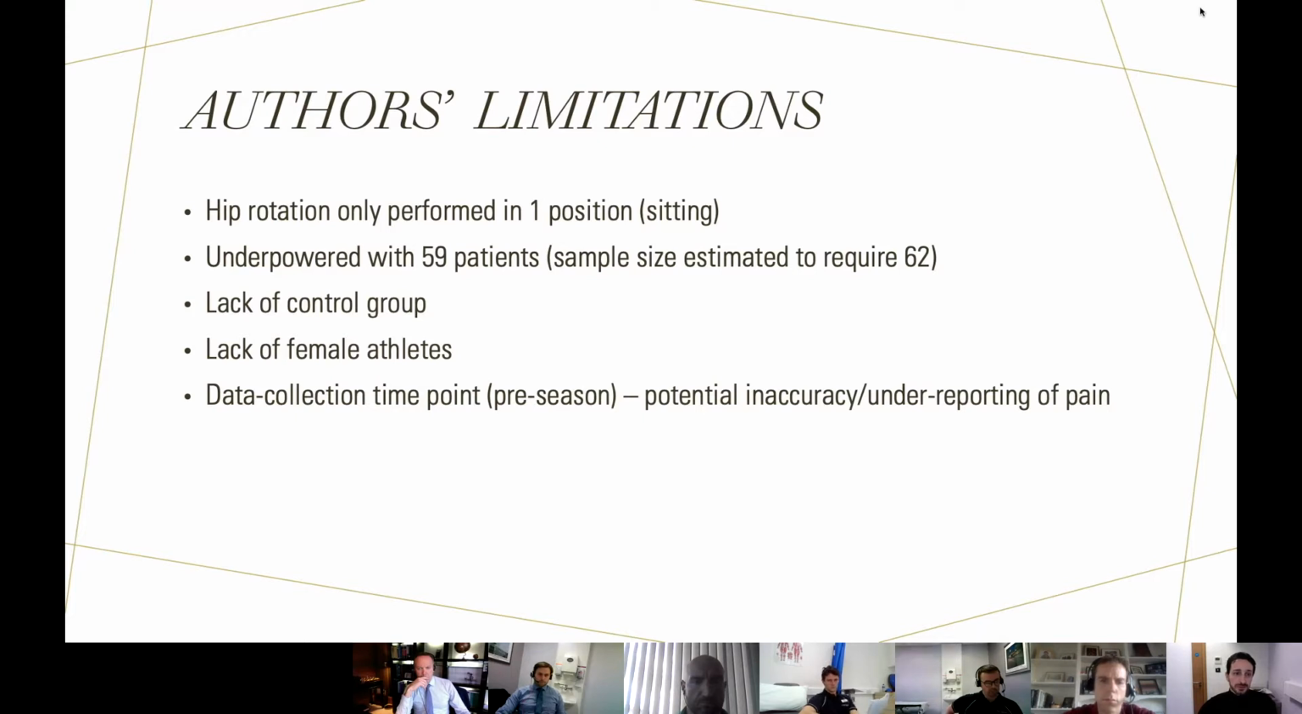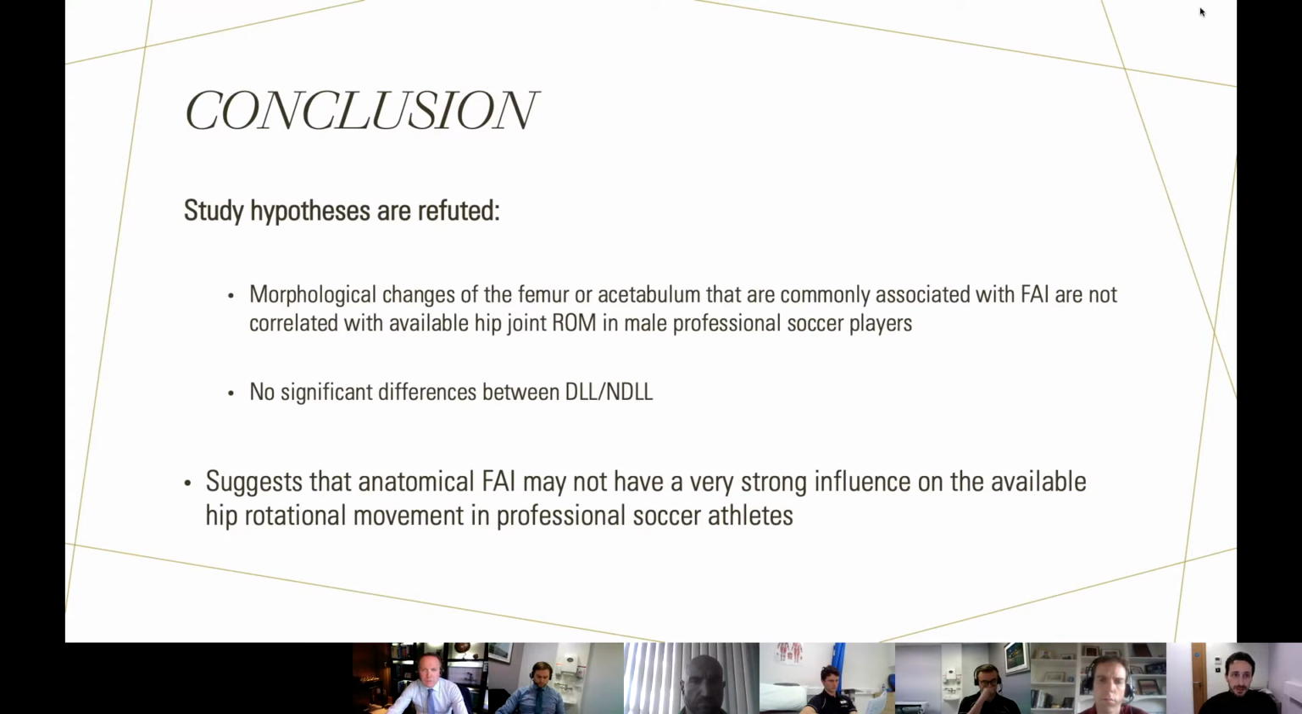There was a lack of control group. There was also a lack of female athletes, and the data collection time point was also determined to be a limitation, this being pre-season, so it gave the potential for inaccuracy or underreporting of pain. In conclusion, then, both study hypotheses were refuted.